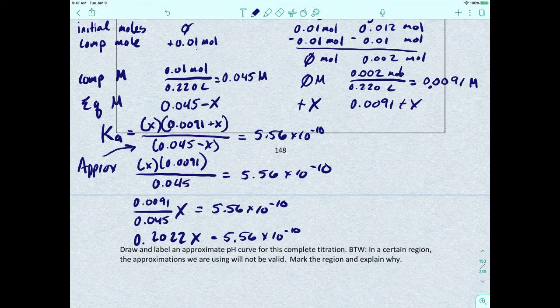And so if we solve for X, X is going to be equal to 5.56 times 10 to the minus 10 divided by 0.2022, which is 2.7475 if we use sig figs, times 10 to the minus 9th. And so that's going to be our concentration of NH3.